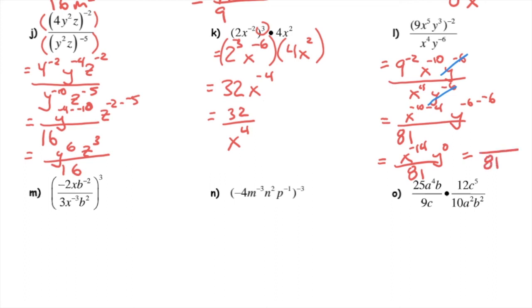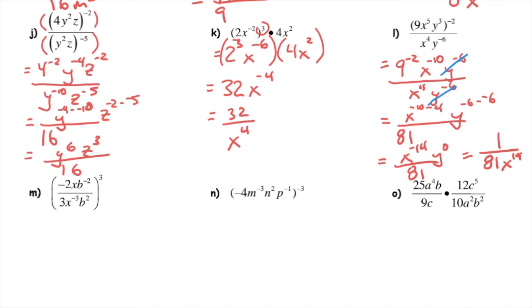I've got 81 in the denominator, and I've got that x to the negative 14 in the numerator, which is going to push that down into the denominator. And once again, I'm left with that question: what's left in the numerator? And the answer is 1.